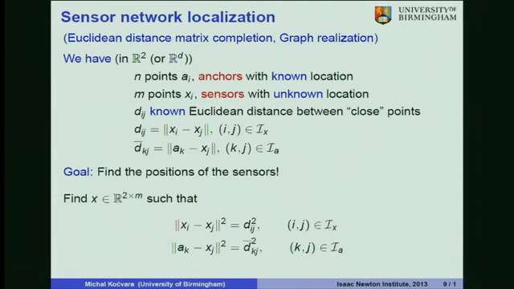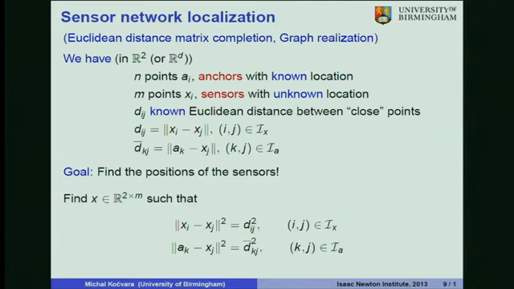So here it's again the definition. I know the anchors, it's the known location. I have m points, let's call them xi. They have the unknown location. Xi is the position, the variable, the coordinates of that sensor, which I don't know. And what I do know is the distance between xi and xj for certain i and j's, not for all of them, but just for some of them from some index set.